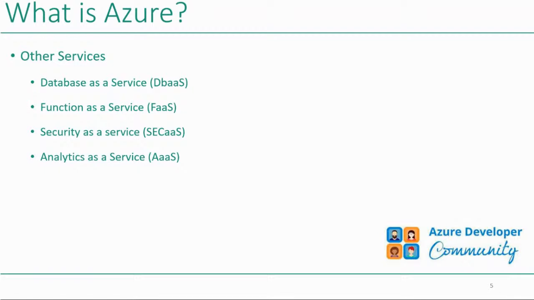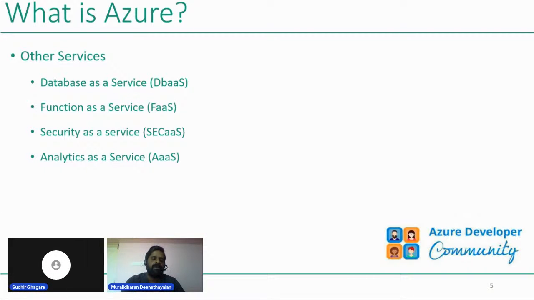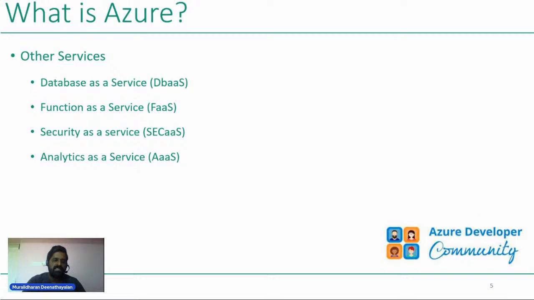And security as a service. Now you know there are a lot of security options that have evolved, with hacking and other things happening. So for security as a service, Microsoft provides Sentinel as the option. And analytics as a service, so this one will be used for Microsoft Stream Analytics and other services which will be used for analytics as a service. So you can use Power BI or any other big data information, and you can use it for your analytics.